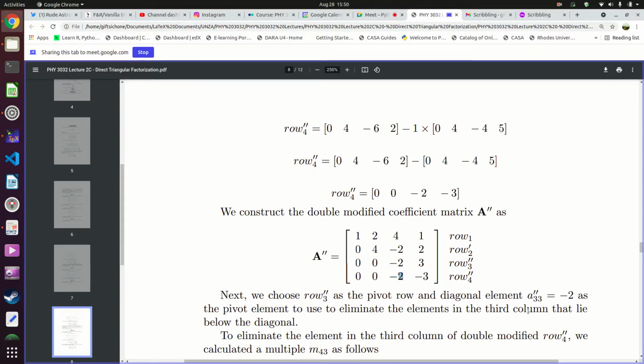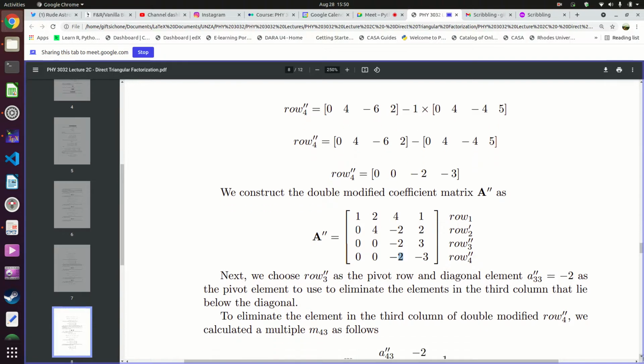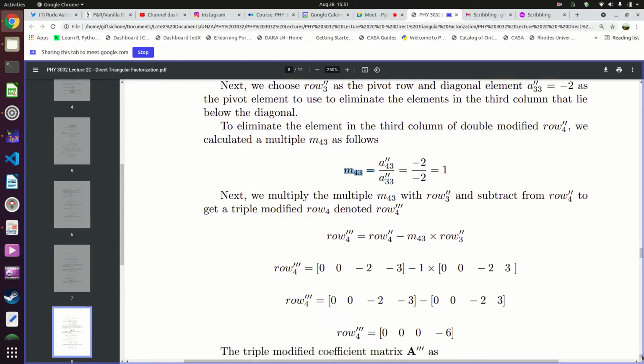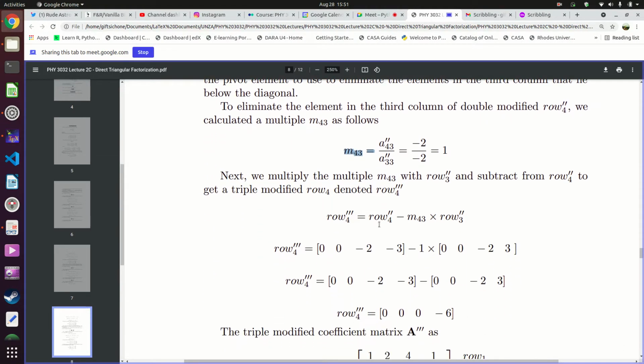A43 double prime. So our multiplier in that particular case is going to be this. M43 is going to be equal to A43 double prime divided by A33 double prime, which is equal to -2 divided by -2, which gives us a 1. So this is the multiplier we're going to put in our lower triangular matrix. And of course, we'll also use this multiplier here to modify row number 4 for the third time.